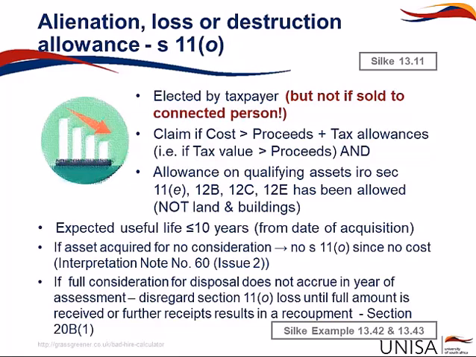If the full consideration for the disposal does not accrue in the year of assessment, so that could be in the case of unquantified amounts for level 2 only, we will disregard the Section 11O loss until we can fully quantify all of the amounts. If we still end up with a Section 11O loss, we will then be allowed to take it into account.